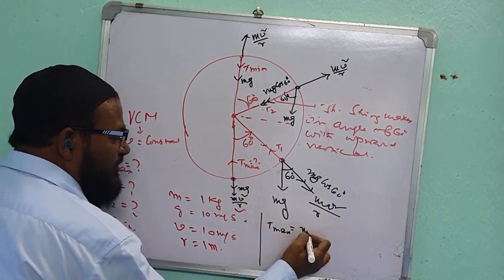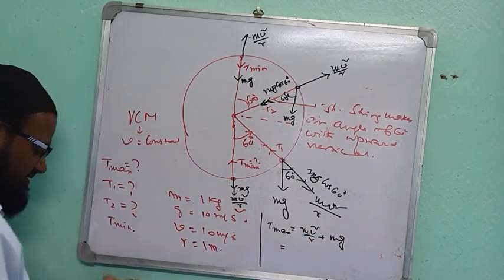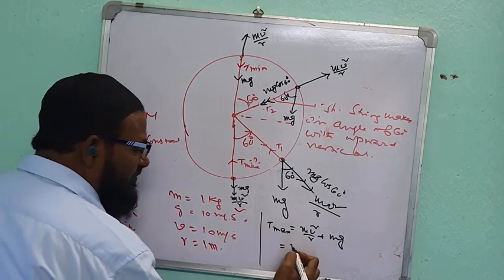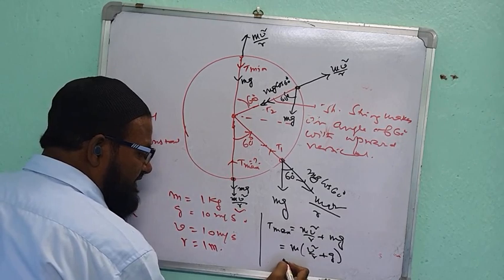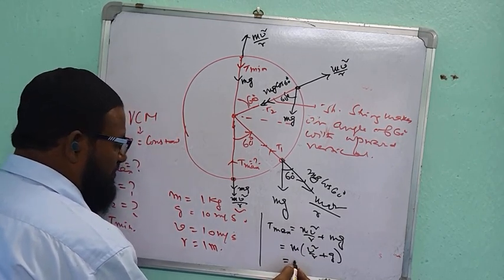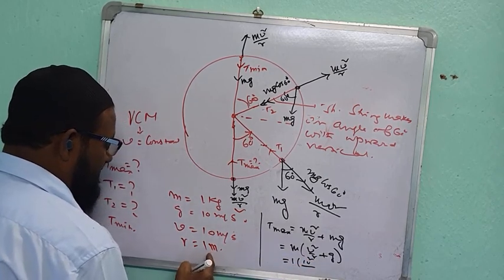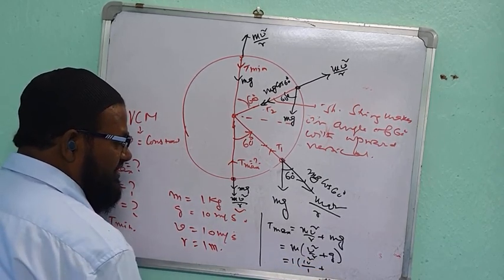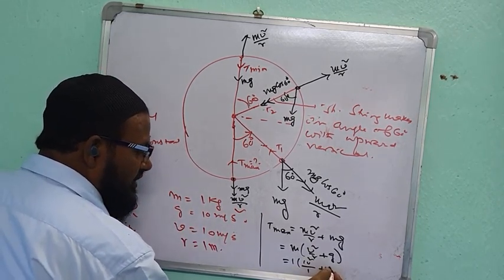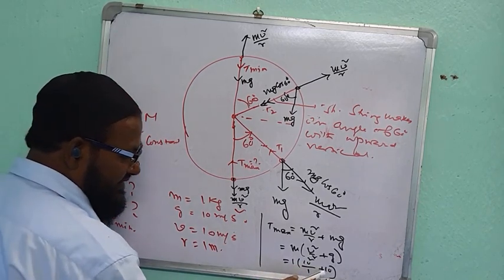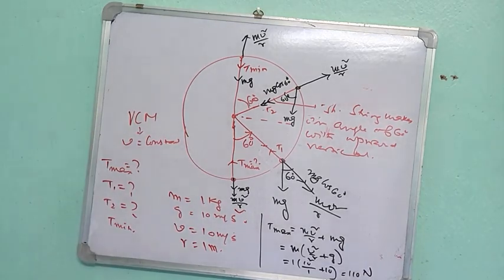T max equal to mv squared by r plus mg. Please put the value. m, this is v squared by r plus g. What is m? m equal to 1. v equal to 10 squared. What is r? r is 1. What is g? g is 10. What is the ultimate answer? This is 100, this is 10. What is the unit? 110 newton. This is the answer.